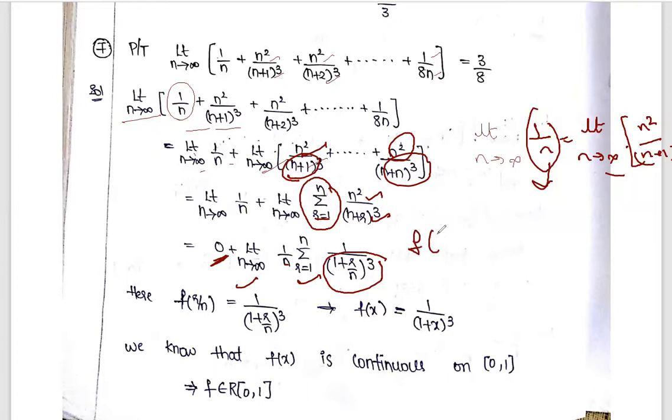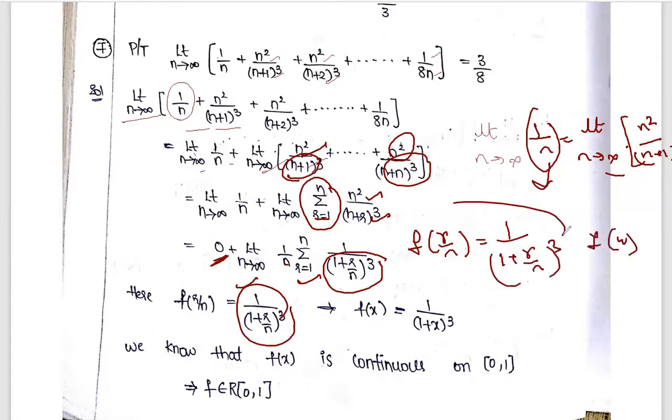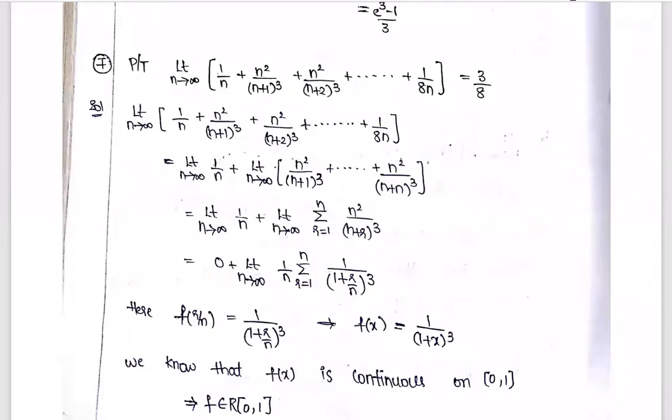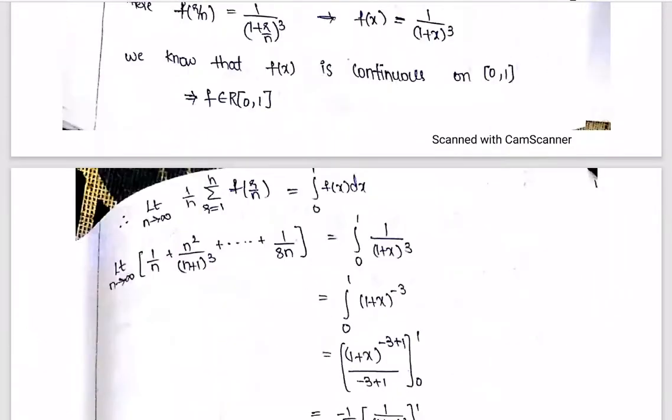So what is f of r by n? f of r by n is equal to this thing, that is 1 by 1 plus r by n whole cube. So what will be f of x? If f of r by n is this, f of x will be 1 by 1 plus x cube. So we know that f of x is continuous on 0 comma 1. Whenever f is a continuous function, and we know every continuous function is Riemann integrable, so we can tell that if f is continuous, then f is Riemann integrable, right? Then you'll get this one.